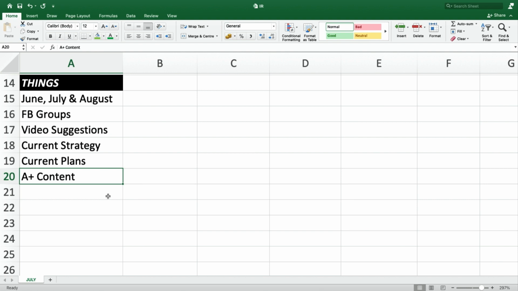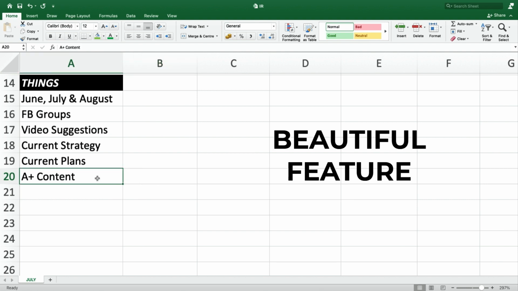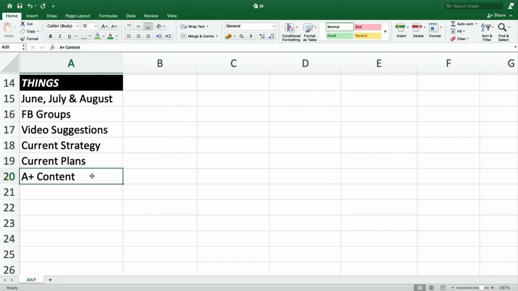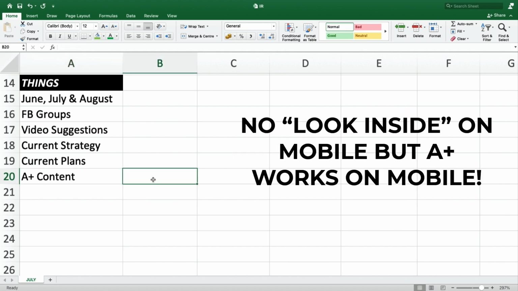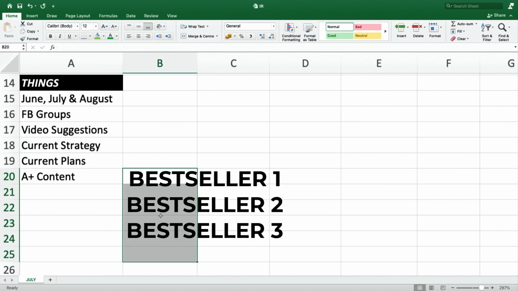A plus content, make sure you get on this. A lot of people have already made a video about this, so I'm not sure if I should make one. But this is going to be huge for increasing your conversion rate. You don't have Look Inside on mobile phones, but you do have A plus content on mobile. Start implementing it for your bestsellers and then go down from there.